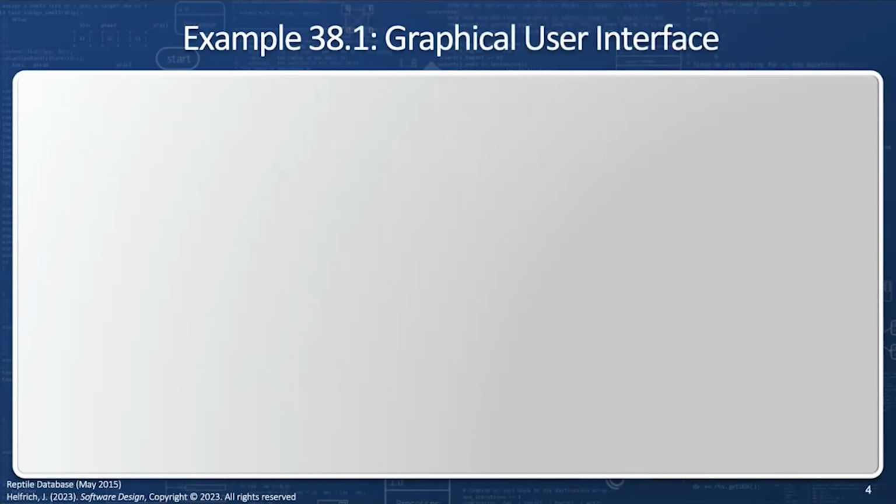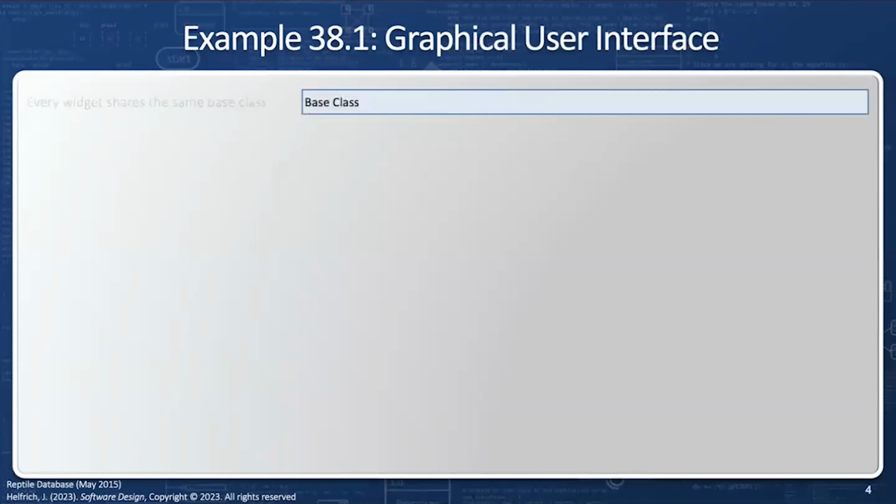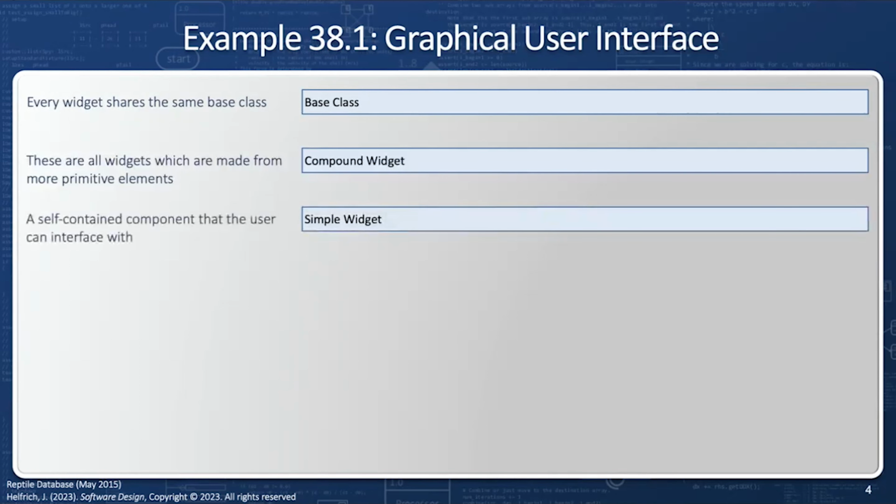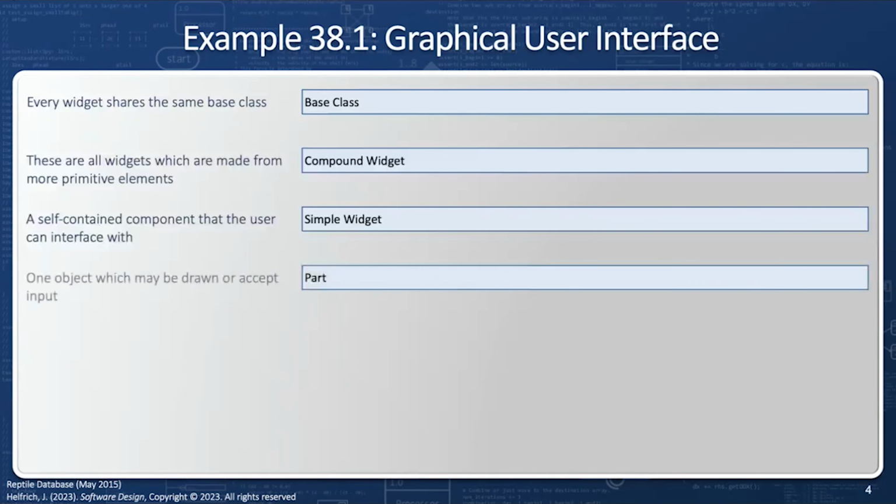Okay, so our first step is to identify our levels here. So we're going to have the base class, and every widget shares the same base class. That's a given. Now the next level is going to be a compound widget. In other words, a widget built off other widgets. And there's going to be several of those. Next comes a simple widget. And this is a self-contained component that the user can interface with. And then finally, at the very bottom, we'll have a part, which is one object that may be drawn or accept input. Okay, so here's my basic overall plan.